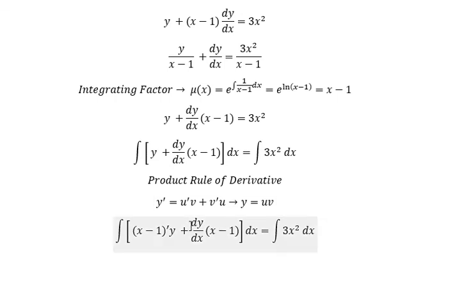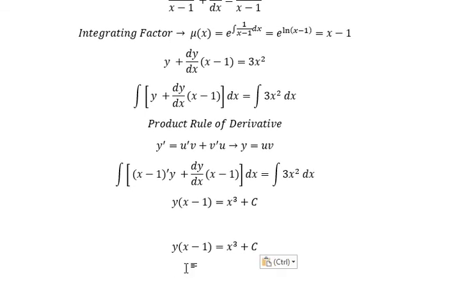So for this one, we will have about y multiplied by s minus 1. The integration of 3x squared, we have s to the power of 3 plus c. Later that, we divide both sides by s minus 1.